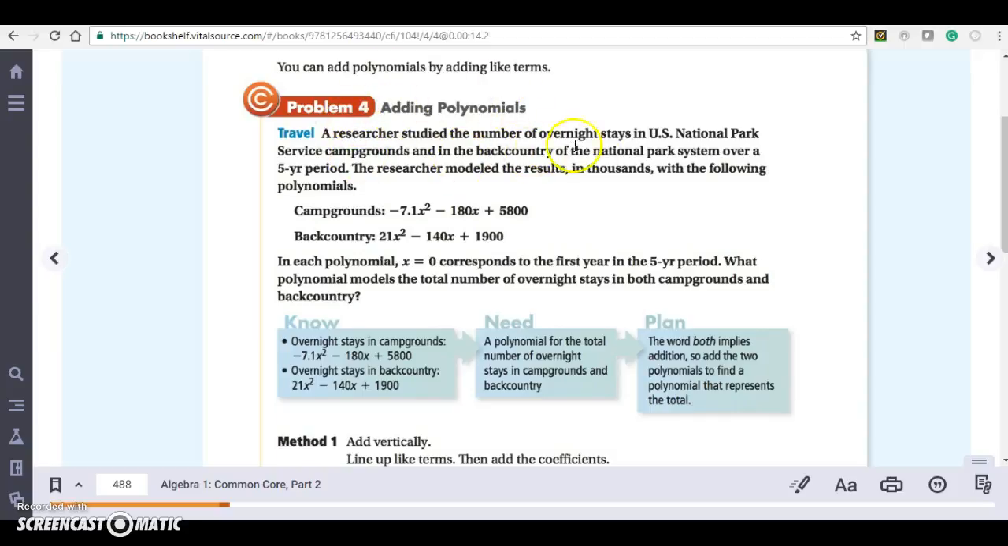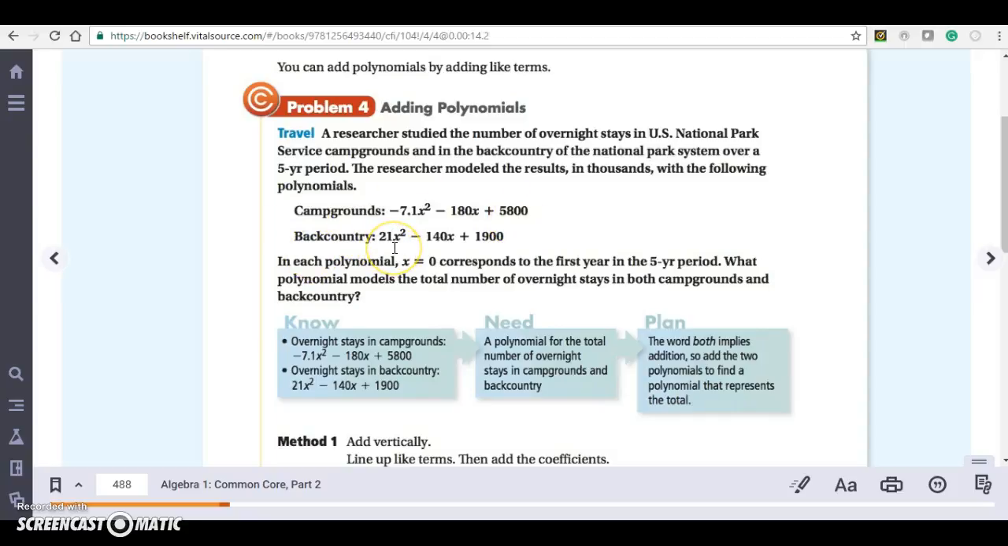A researcher studied the number of overnight stays in U.S. National Park Service campgrounds and in the backcountry of the National Park System over a 5-year period. The researcher modeled the results in thousands with the following polynomial. Campground, negative 7.1x squared minus 180x plus 5800.